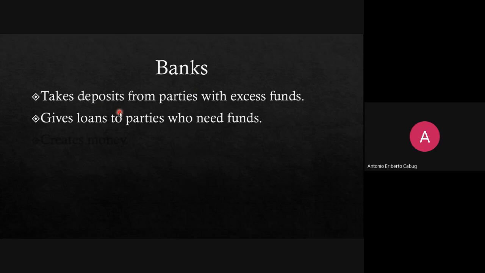But in practice, the interest is below the inflation rate. Okay? So that's the reason why banks exist. Those are the reasons why banks exist.